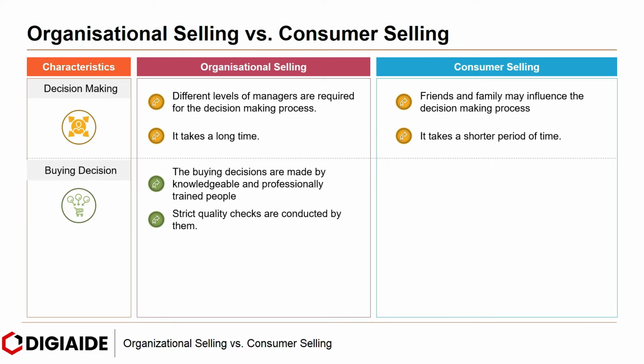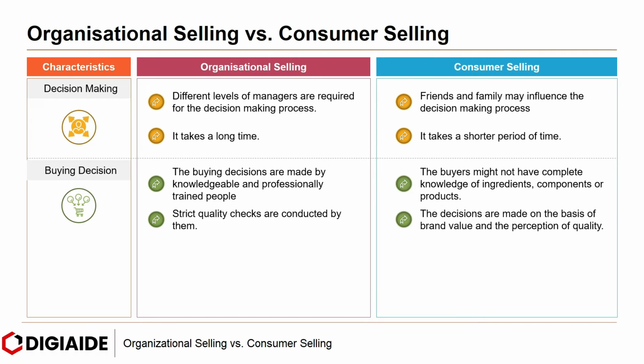Next, buying decision. In organizational selling, the buying decisions are made by knowledgeable and professionally trained people. Strict quality checks are conducted by them. Whereas in consumer selling, the buyers might not have complete knowledge of ingredients, components, or products. The decisions are made on the basis of brand value and the perception of quality.